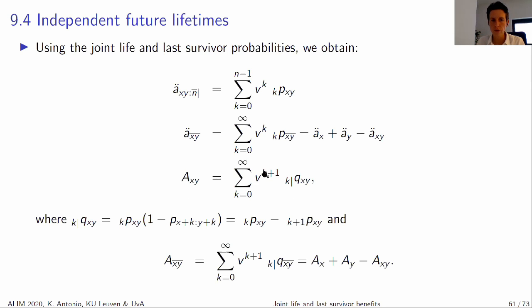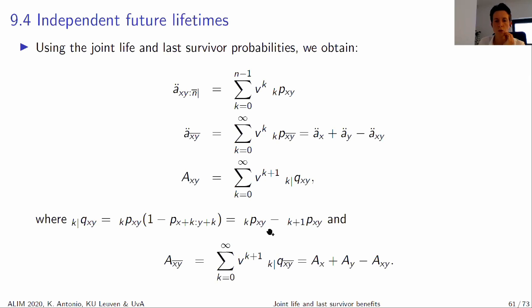So you've got a discount vector v to the power k plus 1. That's because we pay at the end of the year in which the joint life status ends. The probability that my joint life status ends between time k and k plus 1 is denoted here. So this means they both survive another k years, and then at least one of them dies before reaching age x plus k plus 1 and y plus k plus 1. So how can you write this probability? You can write it as a difference between two probabilities given here, and this is the probability that they both survive another k years, and this is the probability that they both survive another k plus 1 years.